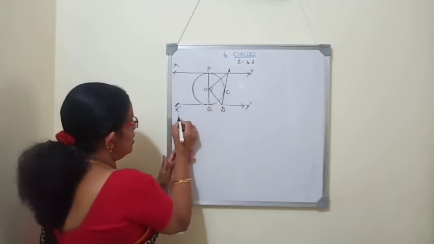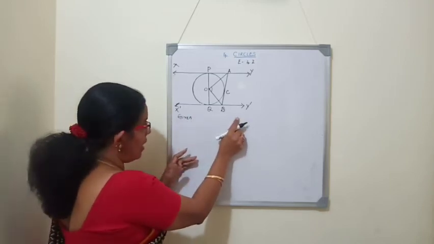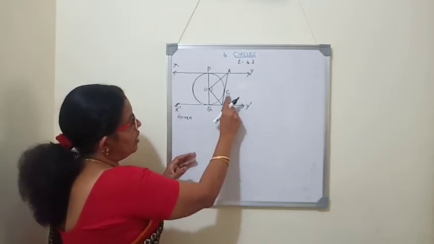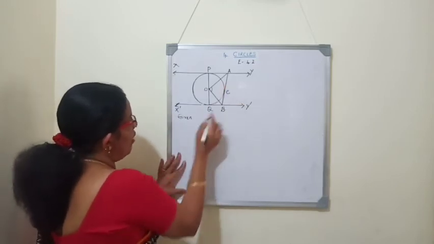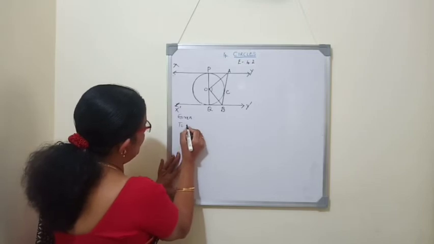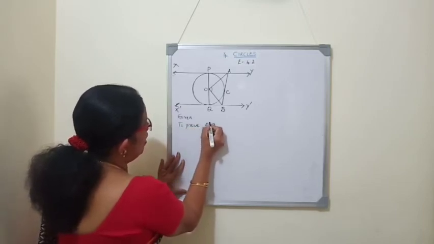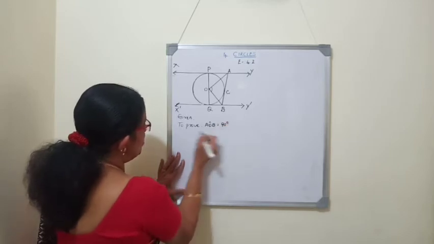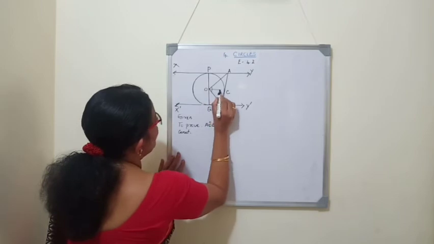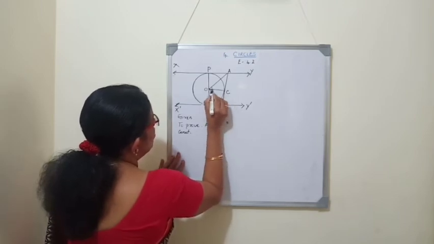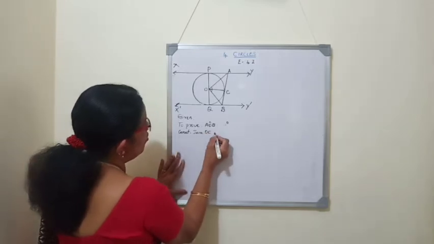So what you will write as given: XY and X dash Y dash are two parallel tangents. AB is another tangent which is touching the circle at C. To prove: angle AOB is equal to 90 degrees. For this, we will do one small construction, that is, join O and C.